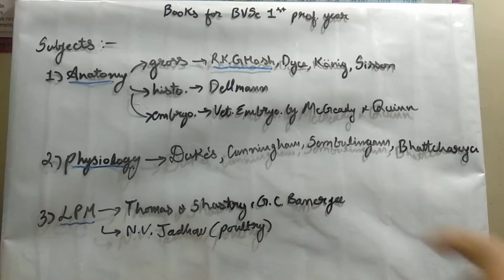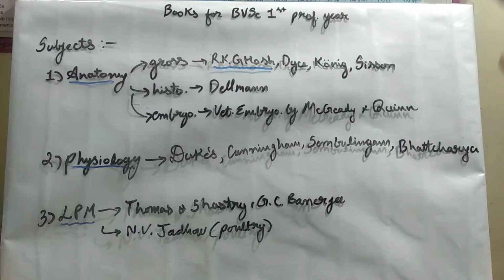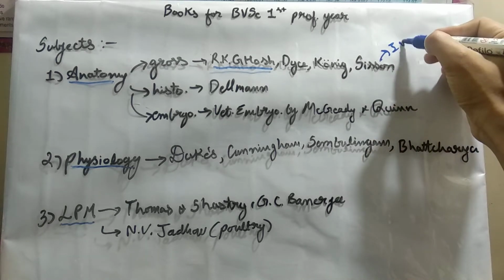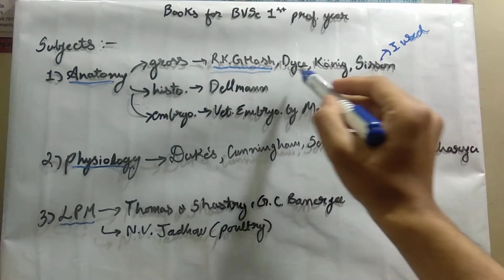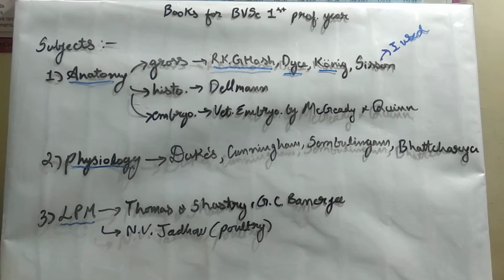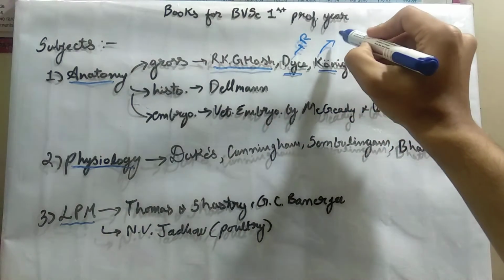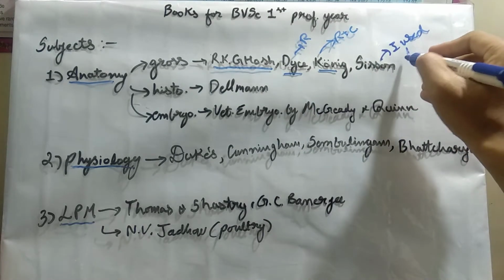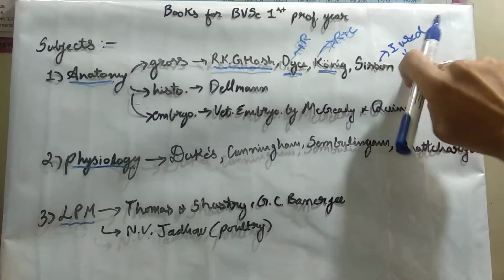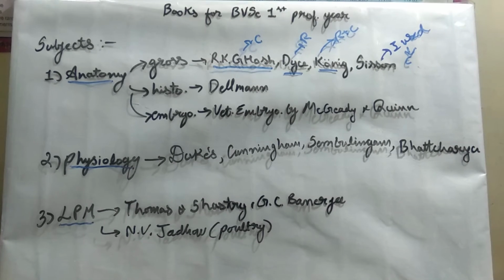First, let us also talk about some other names that I've written here: Dyce, Koenig, and Sisson. Sisson is the book that I used. It is just like R.K. Ghosh. Dyce and Koenig are also really nice books for gross veterinary anatomy. Note that Dyce is mostly regional, while Koenig has a mixture of regional plus comparative, while Sisson is completely comparative, or you can say it is really nice comparative anatomy, while R.K. Ghosh also focuses more on comparative anatomy.